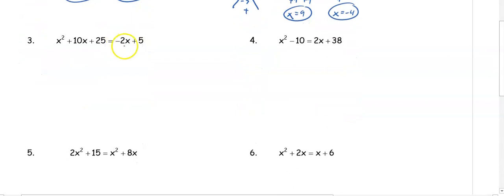In number 3, to get equal to 0, we're going to add 2x to both sides, and we are going to subtract 5 from both sides. So we get x squared plus 12x plus 20 is equal to 0.